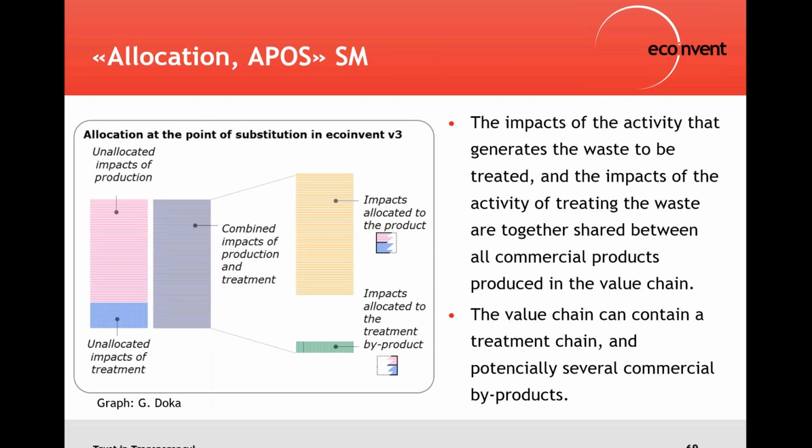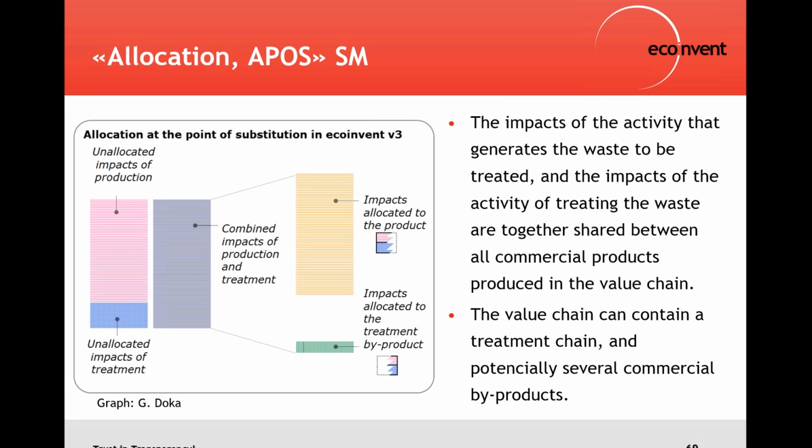It means that before allocating, we are combining the impact of producing an activity that generates a waste and of treating this waste. So the impact of the activity that generates the waste to be treated and the impact of the activity of treating the waste will be together shared between all commercially valuable products produced in the value chain.